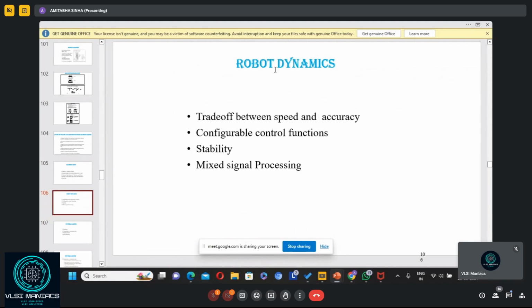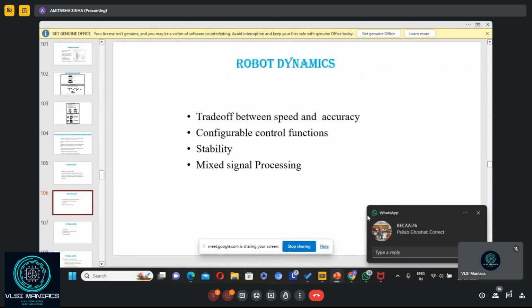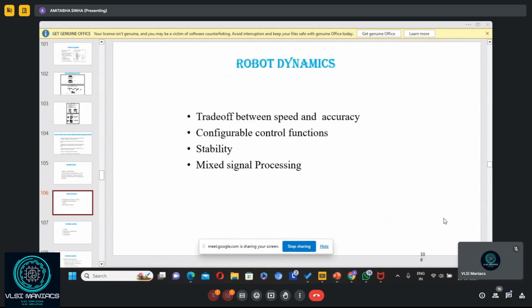In robot dynamics, analog circuits and mixed signal processing are gaining attention. Here, a combination of analog and digital circuits is giving the best results. So there is nothing like analog is the best or digital is the best. It all depends on the application and what you are using it for.